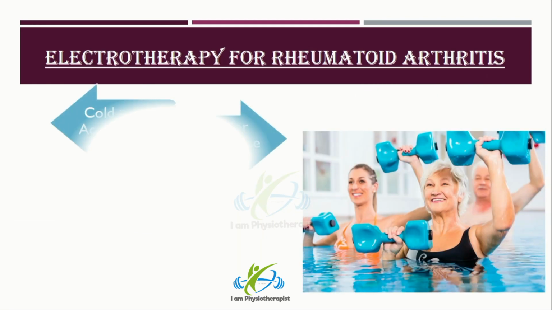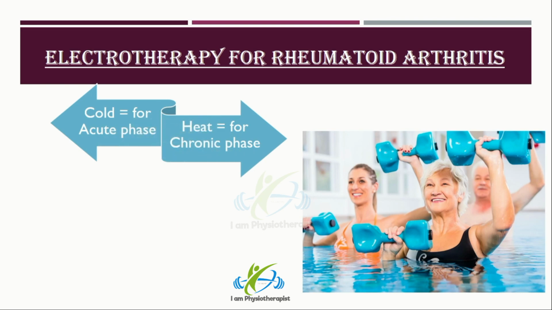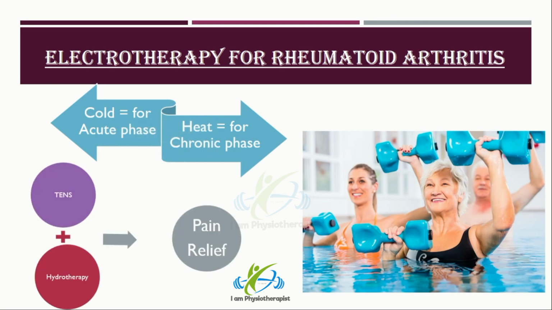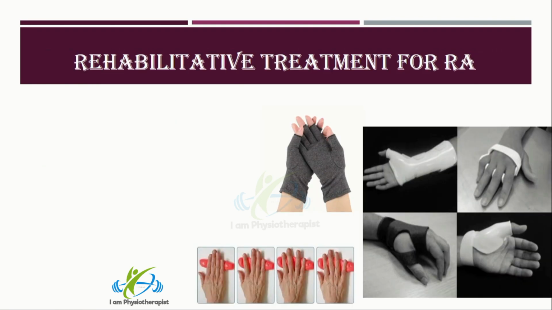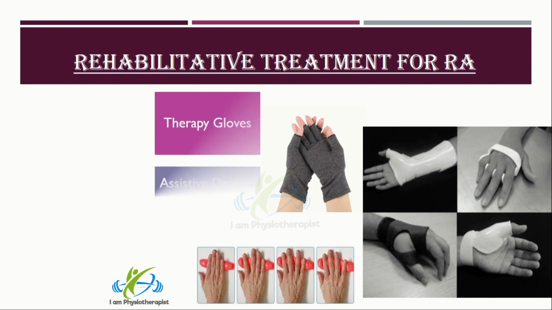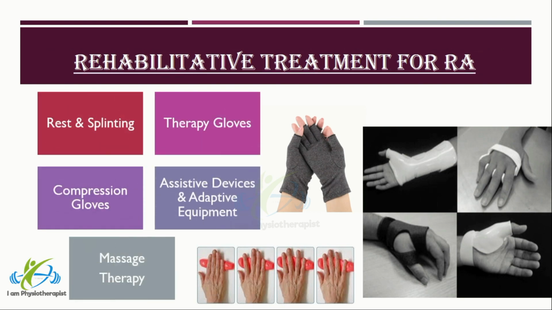Electrotherapy for rheumatoid arthritis. Physiotherapy modalities include cold or hot applications: cold for the acute phase and heat for the chronic phase, used before exercise. Transcutaneous electrical nerve stimulation and hydrotherapy can also be used to relieve pain. Rehabilitative treatments for rheumatoid arthritis, joint protection strategies including, number 1, rest and splinting. Orthosis and splinting prevent the development of deformities and support joints.